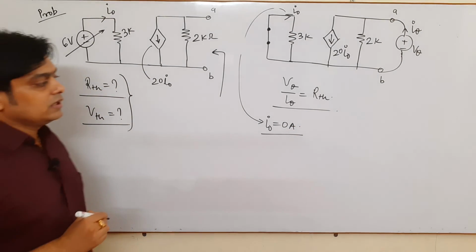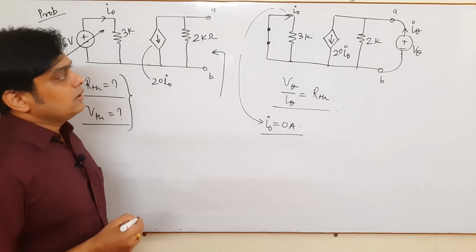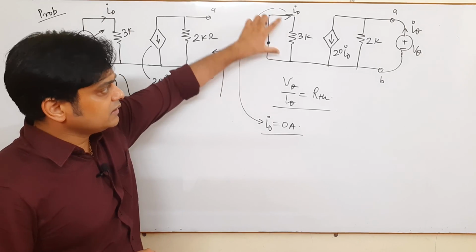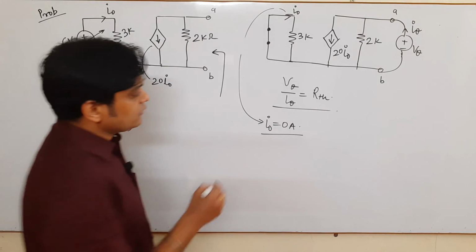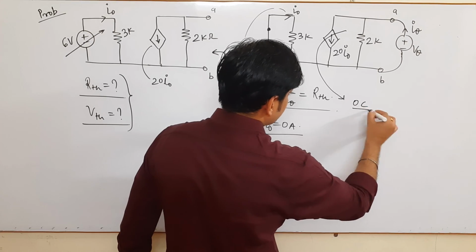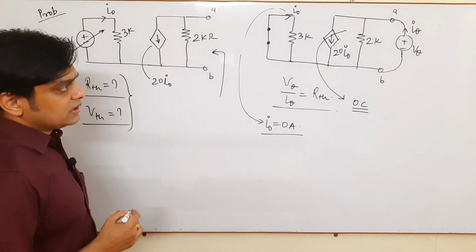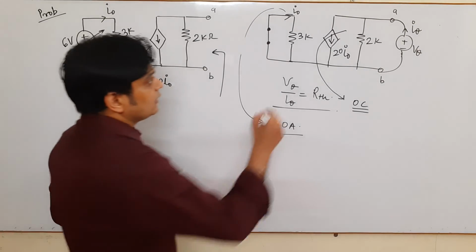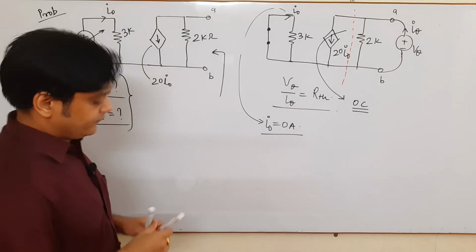Yes, you can say it is 0 ampere, because when there is no source, there does not exist any current. Physically, you can say there is no existence of this entire mesh. So when I0 goes to 0, it means this current source goes open circuited. Very important, this current source gets open circuited. So that means this entire network has no existence.